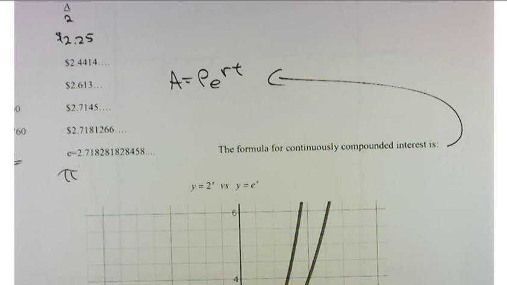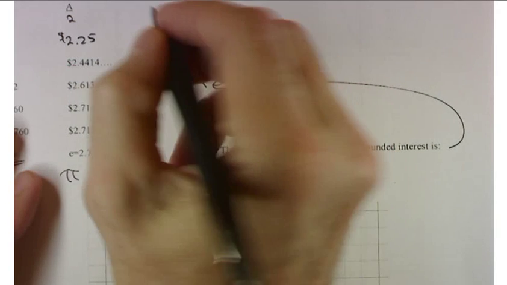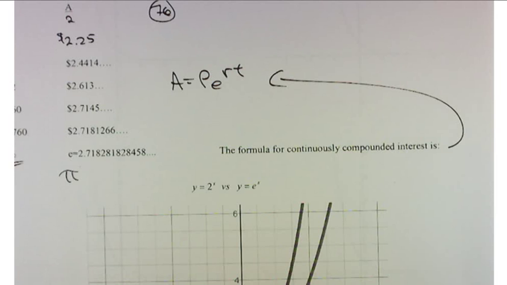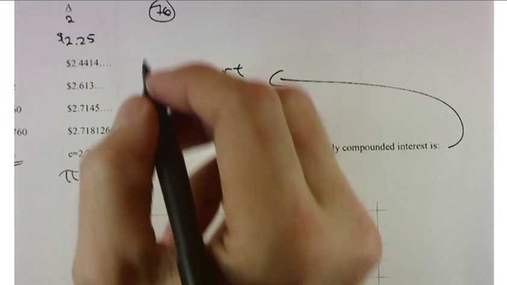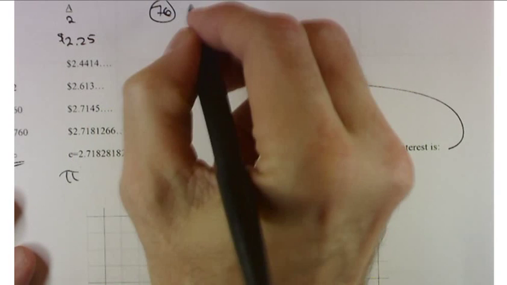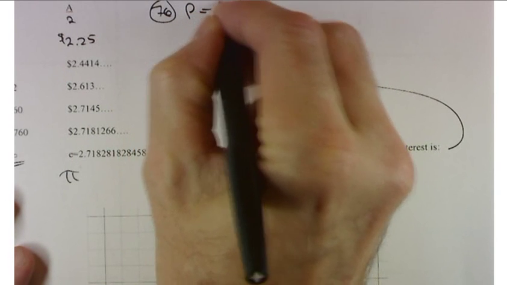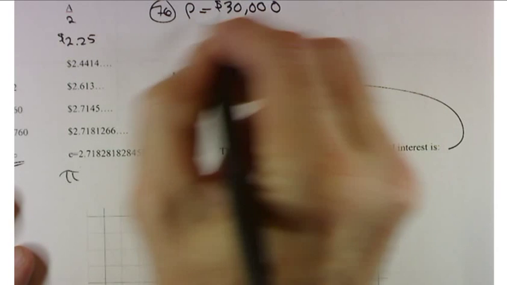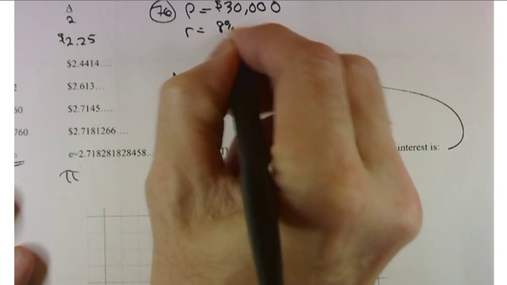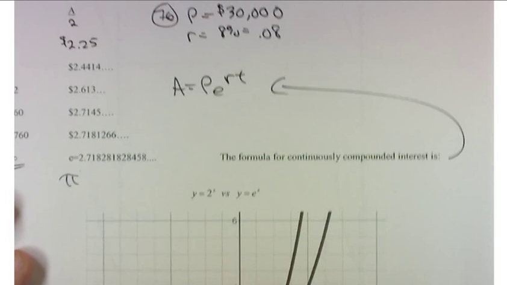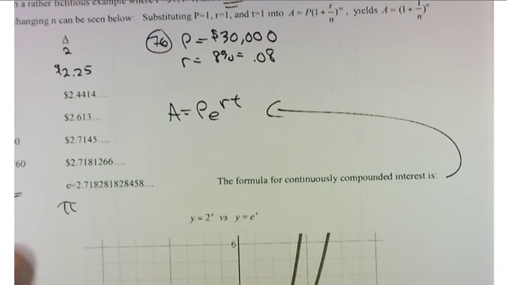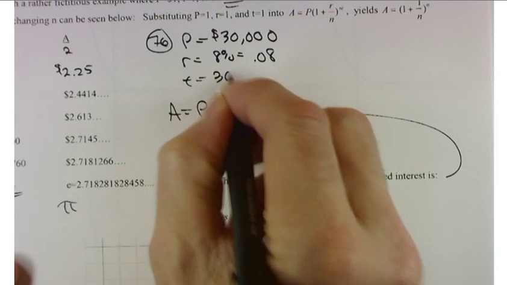Let's do a comparison. Problem number 76 asks us to compare a couple things: interest compounded the regular way, and then continuously compounded interest. So problem number 76. An initial $30,000 grows at a rate of 8% for 30 years. So P is 30,000. The rate is 8%, and right away, let's write that as a decimal, 0.08. And the time is 30 years.